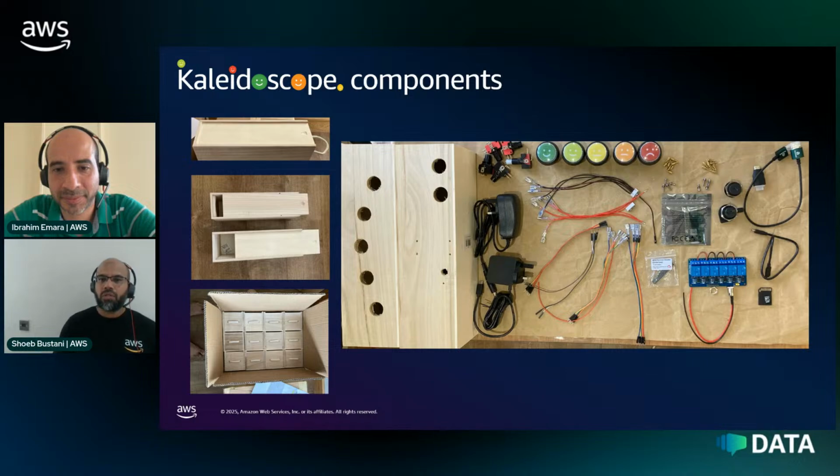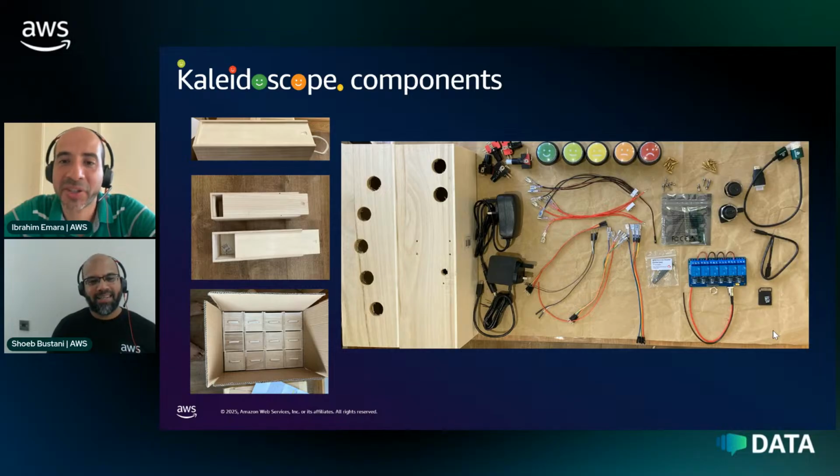We want to make sure the customers are using the AWS services in the right way, and it's about educating the customers as well. So that's what led me to build this device. As you can see, it's been made out of a very humble wine box that required a significant amount of DIY, and these are the typical components that make up the Kaleidoscope device. So this is the hardware part of it.